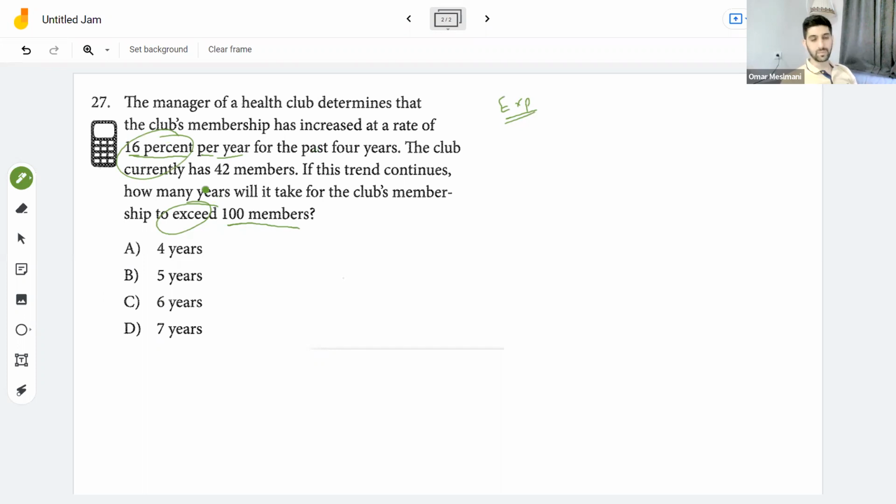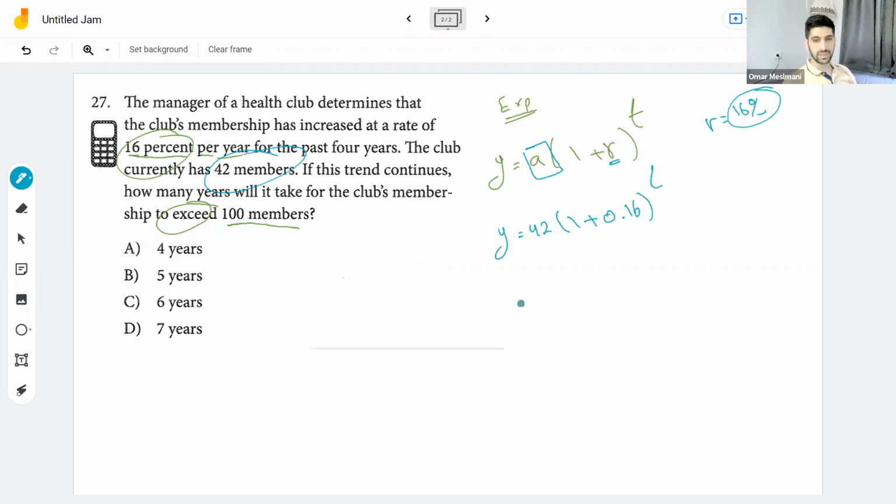So what we're going to say is that the equation is going to be y equals a(1 + r) to the power of t. It's a growth, obviously, because the numbers are increasing. All right, what is the initial value? What did it start with? We started with 42 members. So y equals 42 members. 1 plus rate. What is the rate? He told you this. The rate is 16%. r equals 16%. If you're going to write it as a decimal, it's going to be 0.16. All right, to the power of time, t.